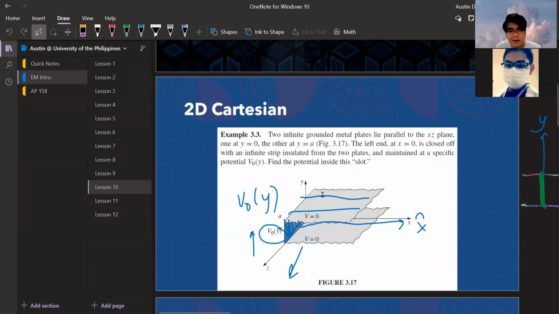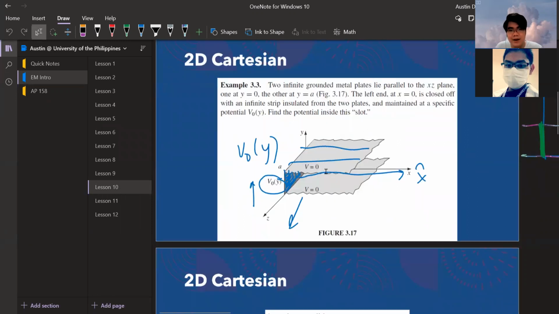Meron tayong malaking infinite grounded metal plates on y is equal to 0 and y is equal to a. Tapos yung isang side niya, insulated yung boundaries. Yung isang side niya may strip that is maintained at specific potential V naught of y. So function ng V naught, no? So as you go up, nagbabago siya. Okay, so hanapin daw natin yung potential inside this slot. Okay?